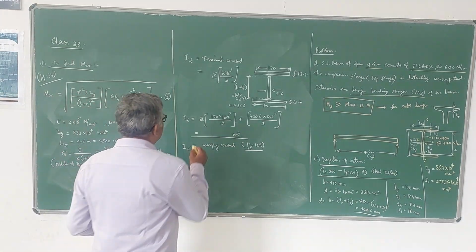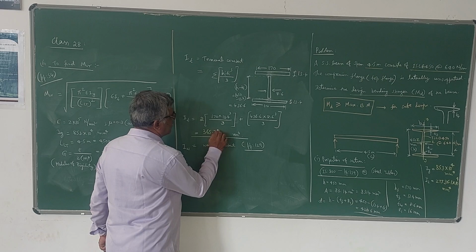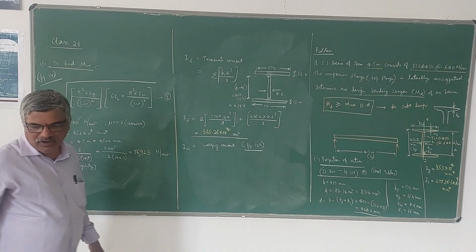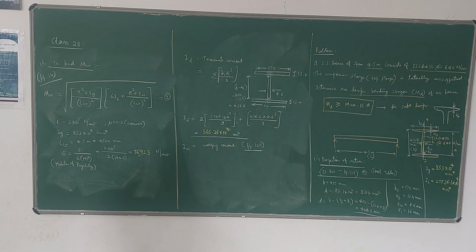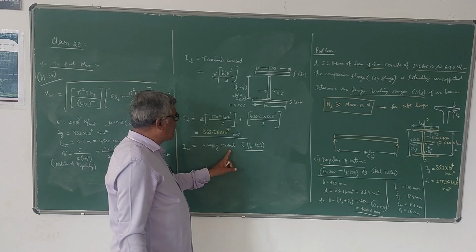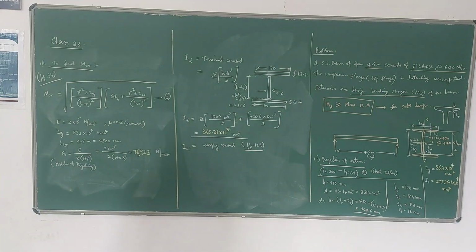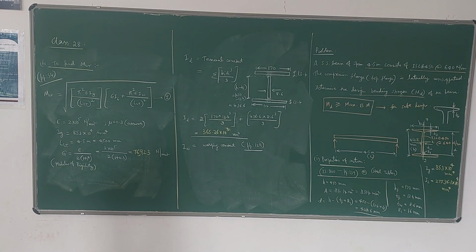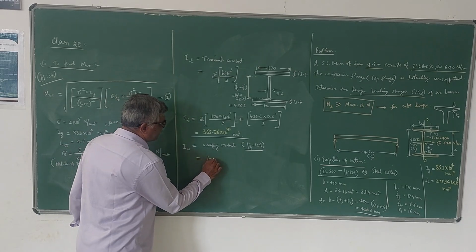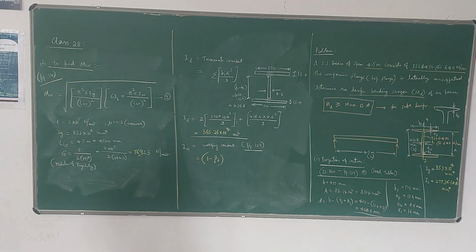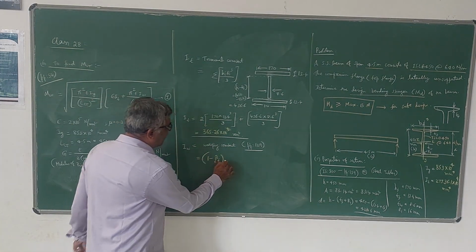365.26 into 10 power 3. Okay, that is the value of IT. Next IW. IW is called the warping constant. Go to page 129 of the code. Another formula: IW is equal to (1 minus beta f) into beta f into Iy into hf square. Is that one?